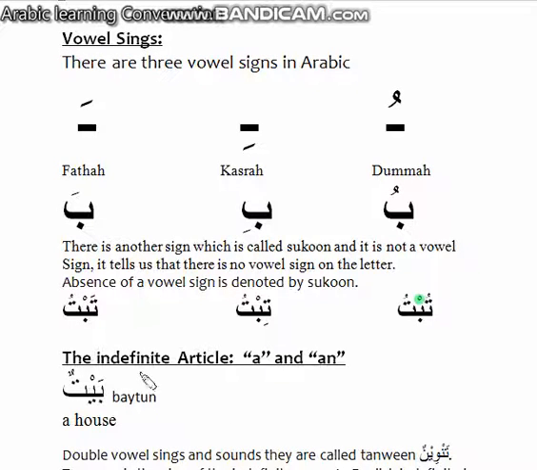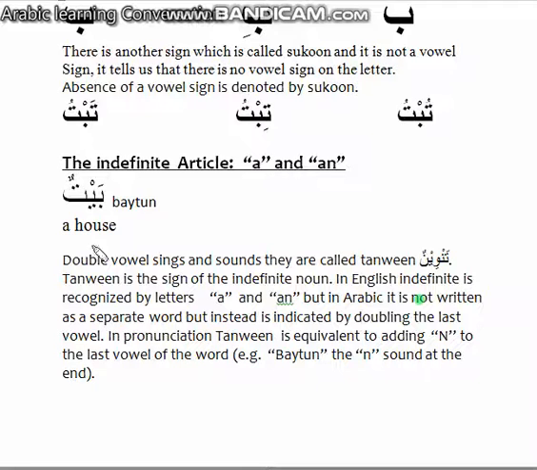So let's start the indefinite article. In English, you know what is the indefinite article in English? It is indicated by the sound a and an. Like we say, a pen, an apple, a book, an umbrella. So these two letters indicate the indefinite noun.